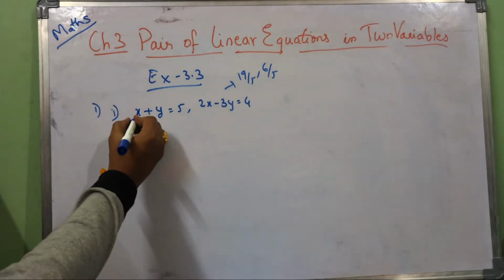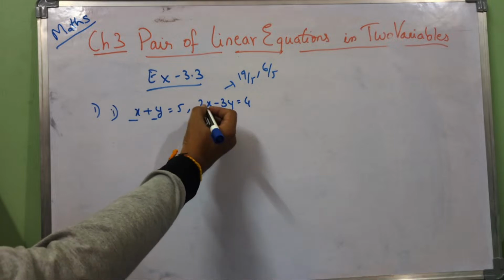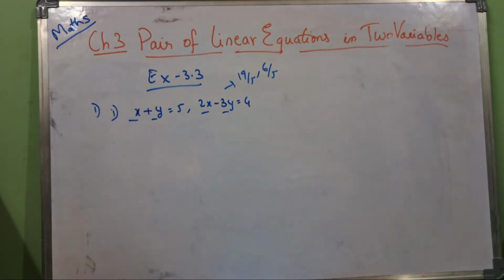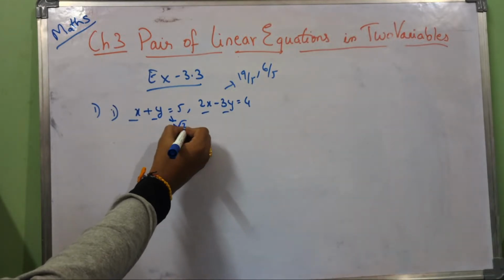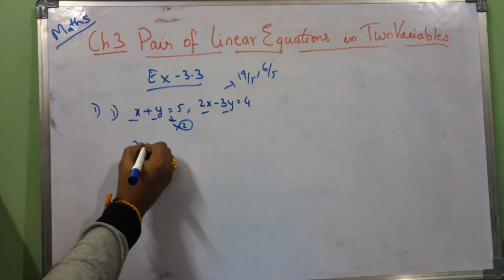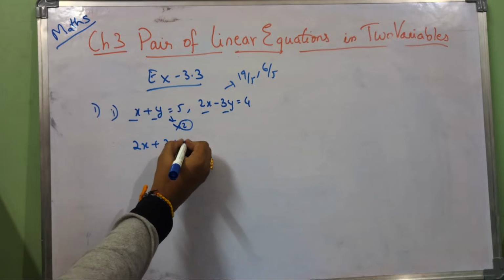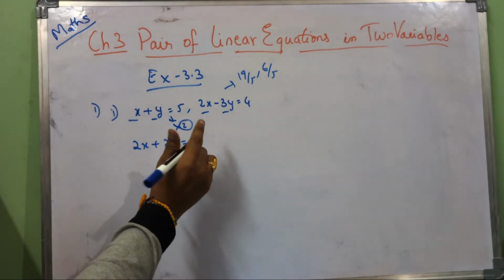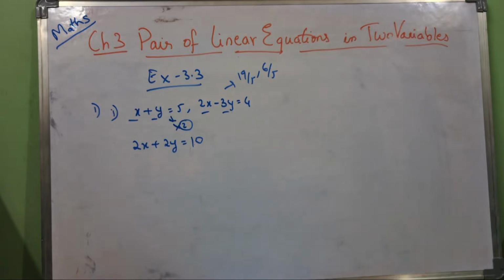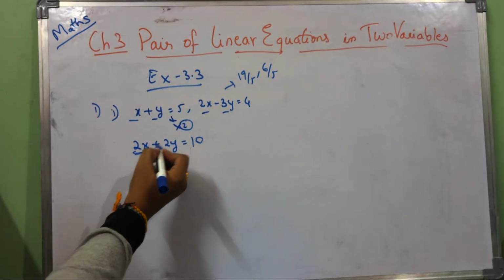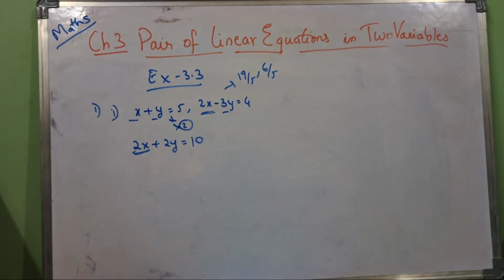Here if you see, the coefficients of x and y are 1 and 1, whereas here the coefficients of x and y are 2 and 3. If you multiply this equation by 2, so what will happen? 2x plus 2y is equal to 10. So what I have done is just multiplied this equation with 2. Now you can see the x coefficient in both the terms is equal. Then I can solve it.